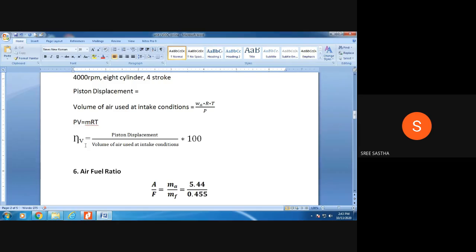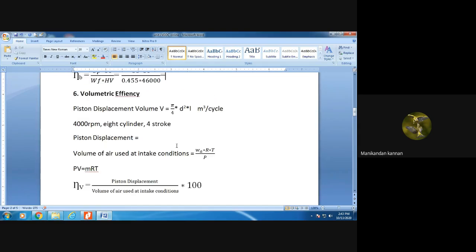Volumetric efficiency formula is piston displacement divided by volume of air used at intake condition, multiplied by 100. Okay, this is volumetric efficiency. So in order to find volumetric efficiency, you have to find piston displacement and you have to find volume of air used at intake condition.